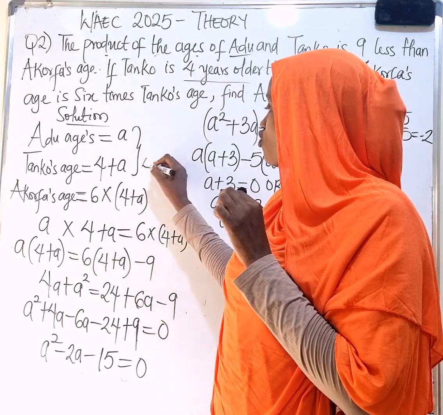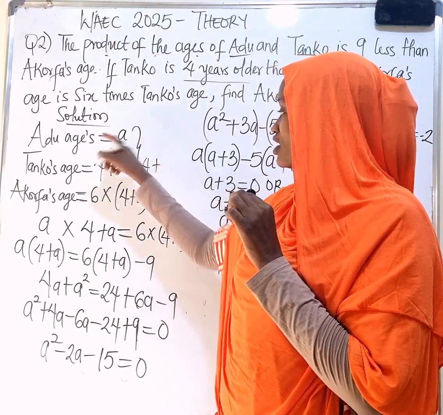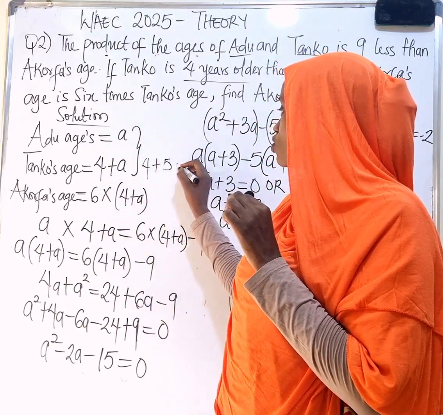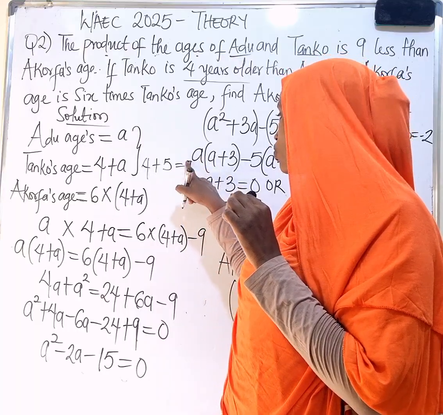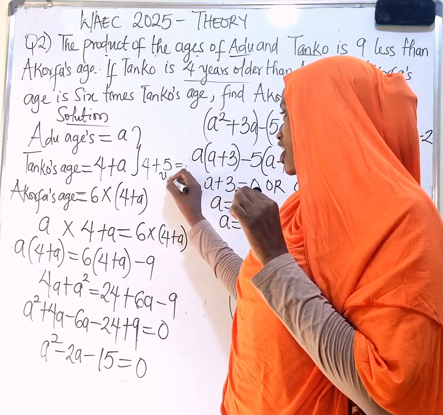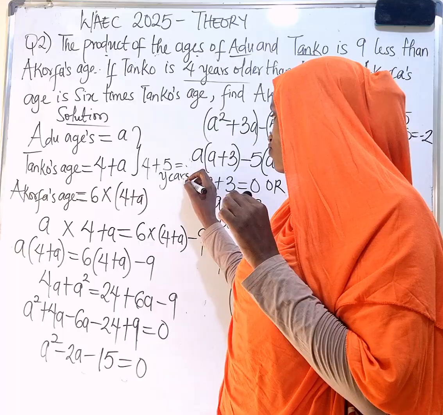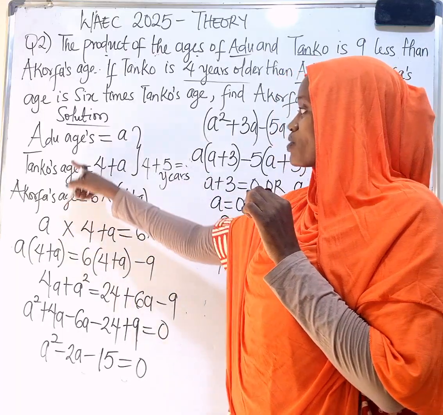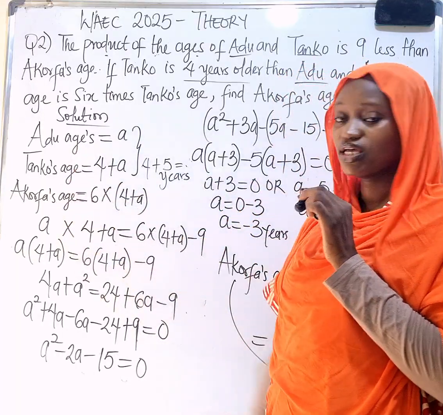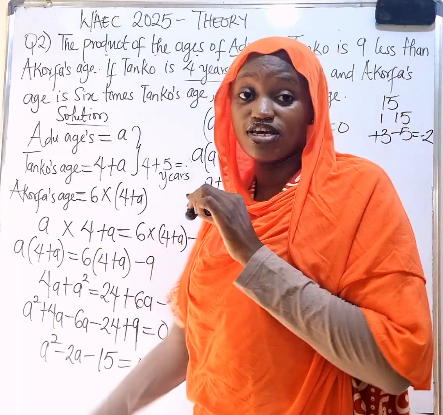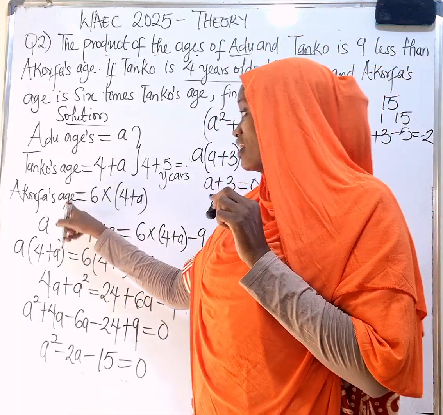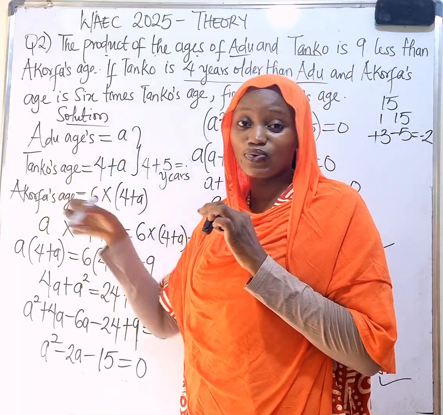In case we are required to find, though the question didn't ask us to find, Tanko's age is going to be what? 4 plus A, which is Adu's age, which is 5. So this becomes 9. So what this means is that Tanko's age is 9 years. Adu is 5 years, Tanko is 9 years, while Akofa is 54 years. Probably Akofa is the father and his two sons, Adu and Tanko, right?